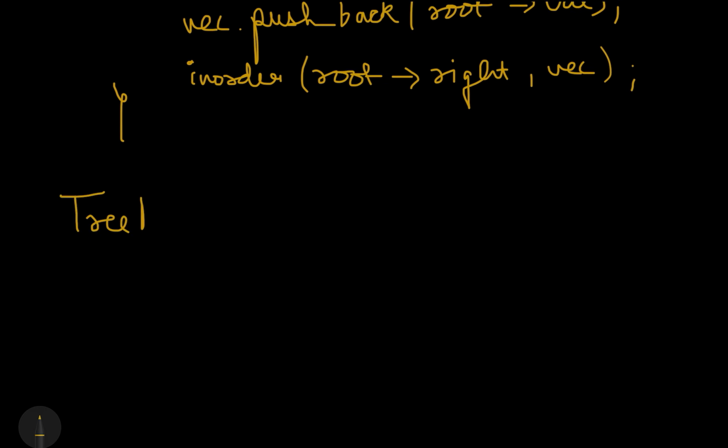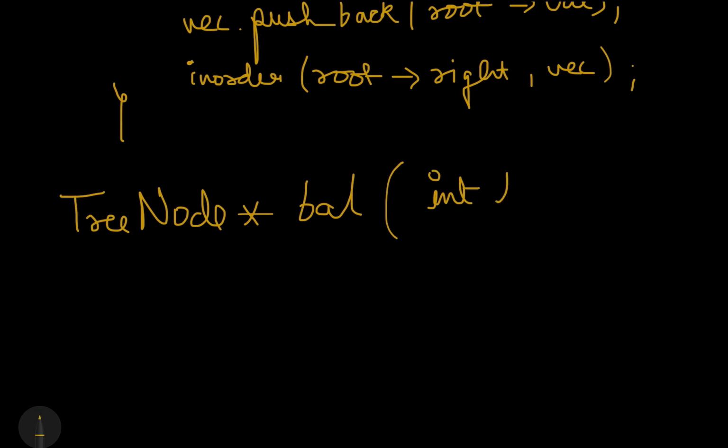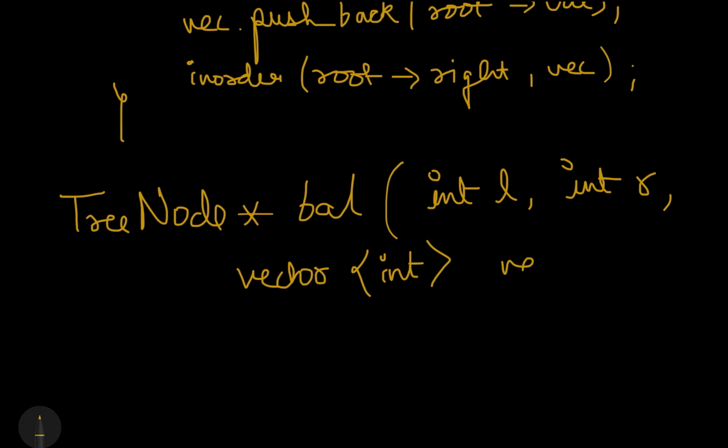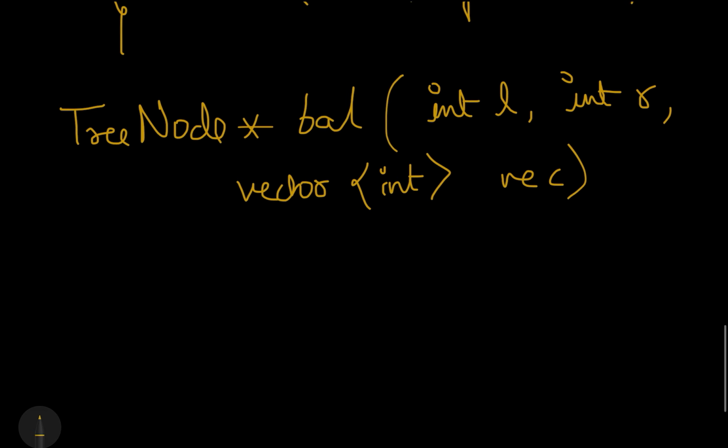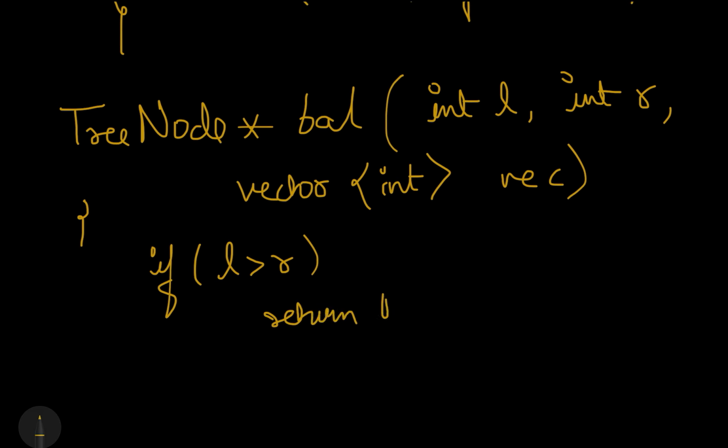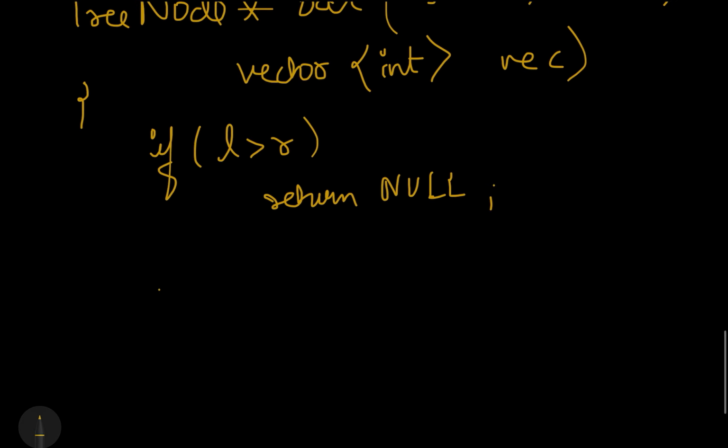Then let's make our balance function. Okay. What will we pass? We'll pass the left pointer which starts from 0, the right pointer which starts from n minus 1, and our vector which has the sorted values of our binary search tree. And if at any point L is greater than R, we return null. This will be our base condition.